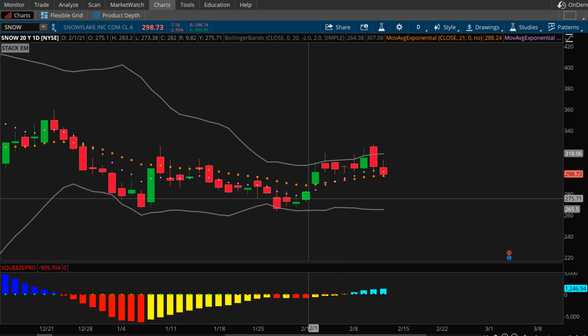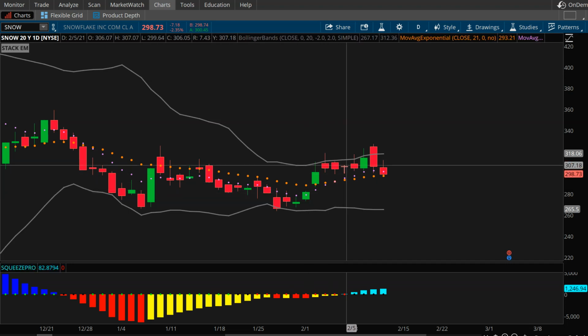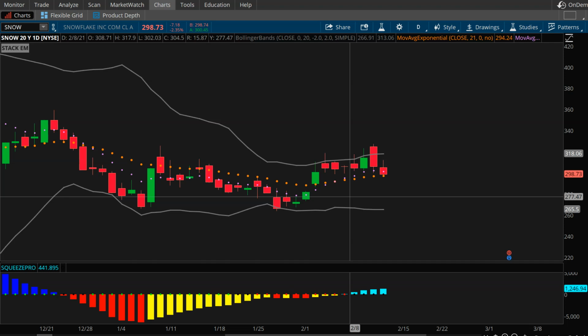So I'm not looking for levels of support. I'm not really concerning myself with particular deltas or anything like that. Rather, how far out the money can I go while still getting at least a 3-to-1 risk reward ratio? So that's my strategy on that.